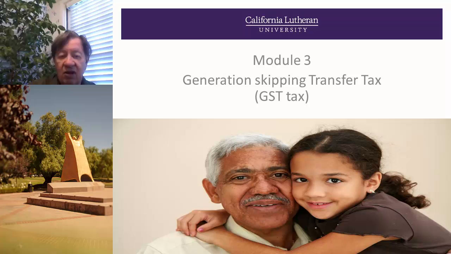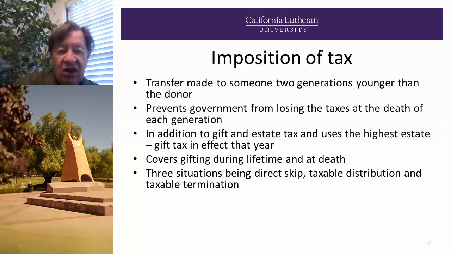So let's go over the general rules that you need to know for being a CFP or really a good financial planner, not just CFPs. Imposition of the tax: it's a tax based on a transfer made to someone 2 generations younger than the donor. That's the basic rule. And what it does is it prevents the government from losing the taxes at the death of each generation. The government is of the opinion that they have a right to a tax when a person dies, and this is the way they get it.